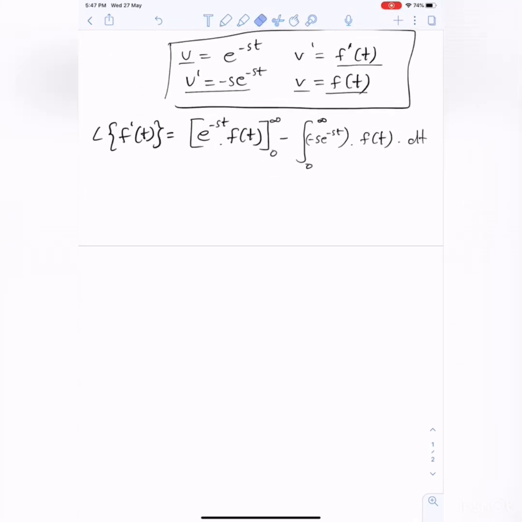Now let's try to further simplify this. So e^(-st) can be written as f(t) over e^(st). Again the limits are from 0 to infinity, minus, no, see here negative s is a constant, so I am free to take this outside the integral. So negative s times negative is positive, so plus s times the integral from 0 to infinity of e^(-st) f(t) dt.